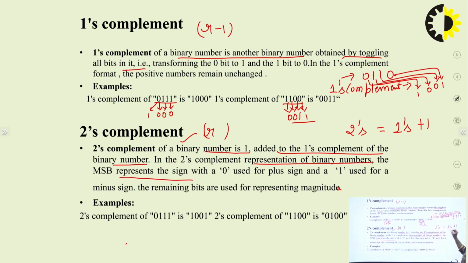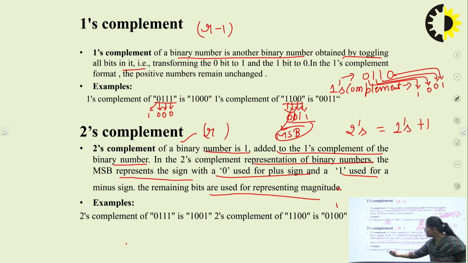The MSB is the most significant bit, the leftmost bit, and it always represents the sign. With 0 it is a plus sign: when the MSB is 0, the number is positive, and when the MSB is 1, the number is negative. The remaining bits are used for representing magnitude.